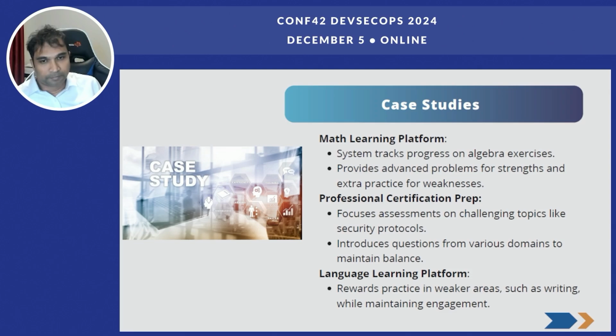Professional certification prep. RL focuses assessments on challenging topics such as security protocols, helping learners overcome specific hurdles. It also introduces questions from a variety of domains to maintain a well-rounded preparation. When it comes to language learning platforms, to improve skills like writing, the system rewards practice in weaker areas while maintaining engagement through gamification and dynamic challenges. By adapting to the needs of each learner, these platforms make learning targeted, engaging, and highly effective.